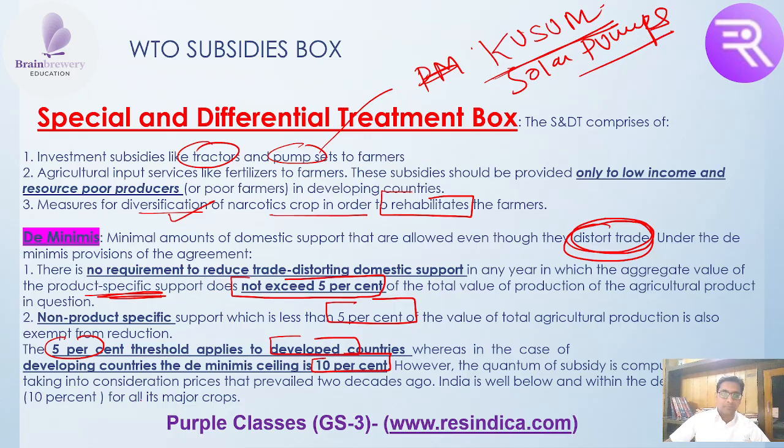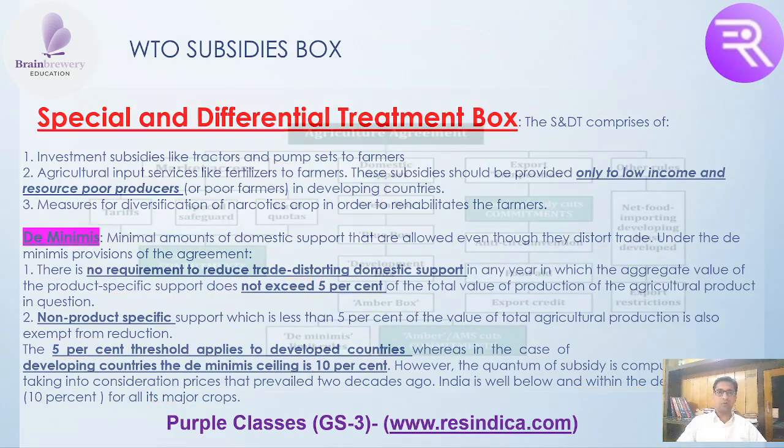That means 20 years back, what were the prices, based on that only this 5% and 10% will be calculated. So India is well below, within the de minimis level of 10% for all its measures. That means based on the pricing of 20 years back, India is supporting the crop, but the support is not going above 10% for any other crop. That means we are already under the de minimis support. That means we are all adhering to the WTO subsidy box.